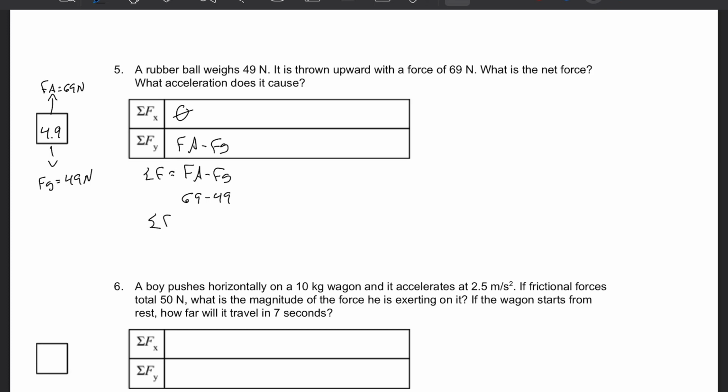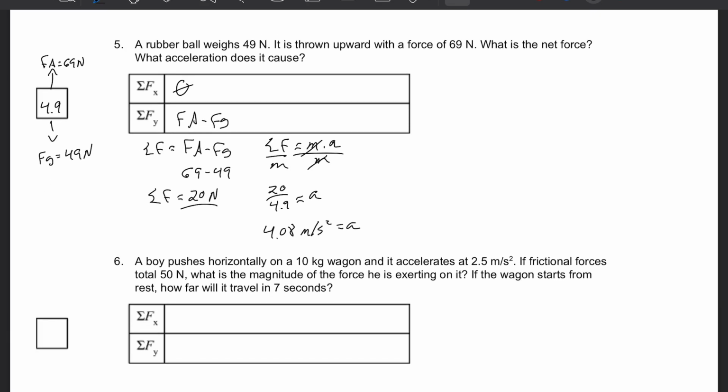The next question asks us, what acceleration does it cause? Well, we know the net force is equal to mass times acceleration. So if we've got our net force, if we divide by mass, we will get acceleration. So our net force of 20 divided by 4.9 is our acceleration. And when we do that division, we should get something less than 5. Let's see what it is in the calculator. 4.08 meters per second squared is the acceleration.